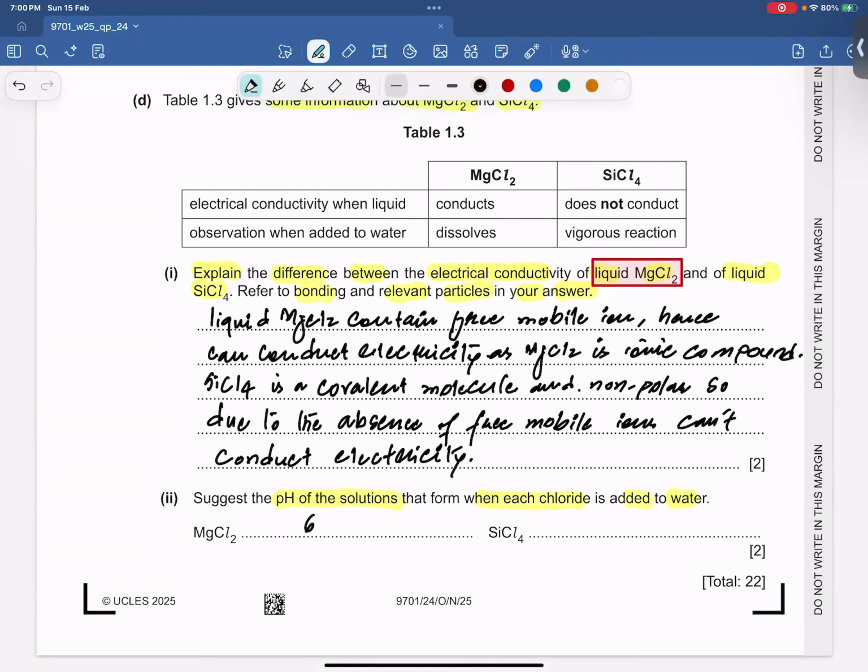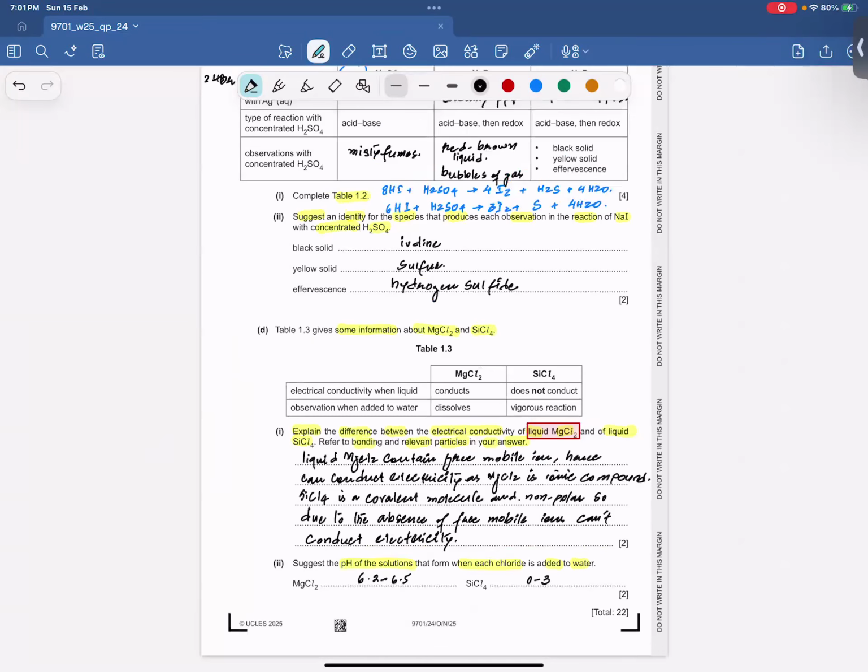Suggest the pH of the solution that forms when each chloride is added to water. MgCl2 gives you a pH of 6.2 to 6.5. That's the range we have discussed about. SiCl4 gives you a pH of 0 to 3 or just 3. I've given you 3, all right, in the class. Okay. So that's the end of first question, I believe.